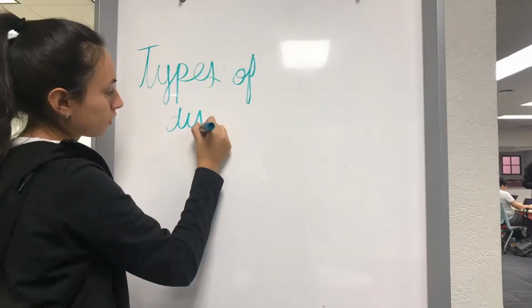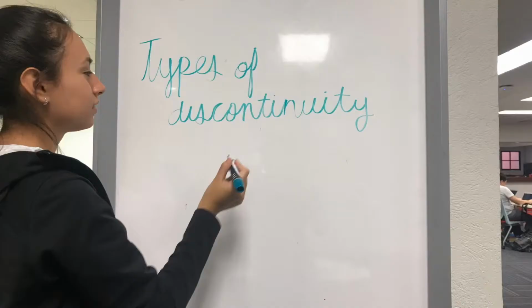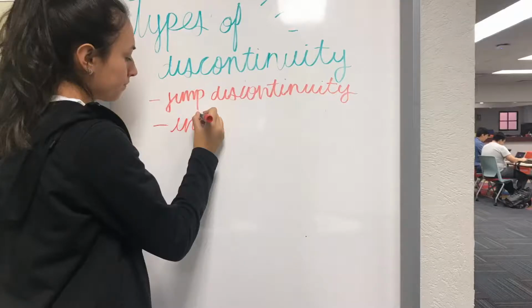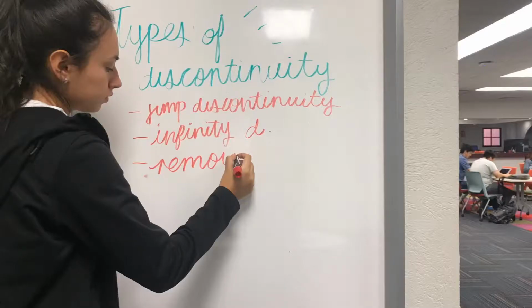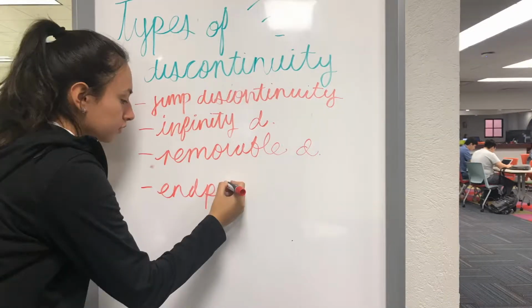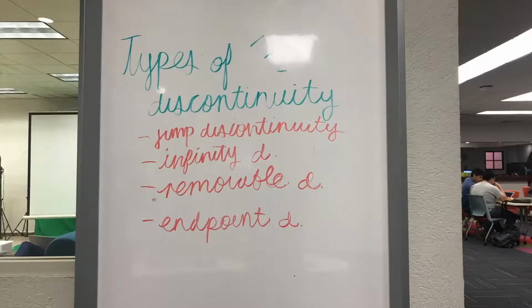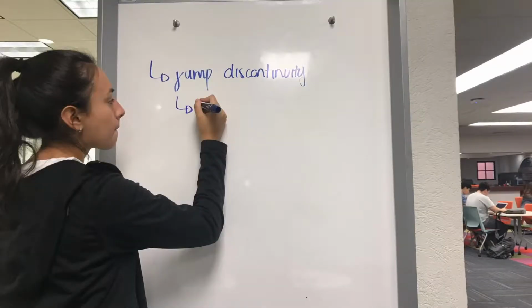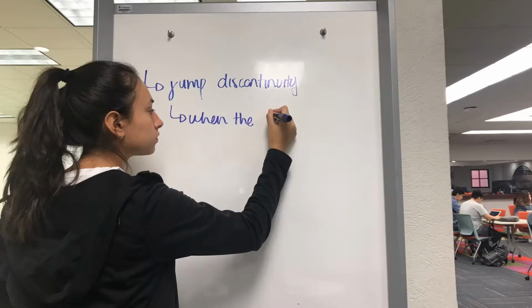The next thing we need to know is that there exist 4 types of discontinuity: jump discontinuity, infinite discontinuity, removable discontinuity, and the last one, endpoint discontinuity. The first type of discontinuity that we are going to explain is jump discontinuity.